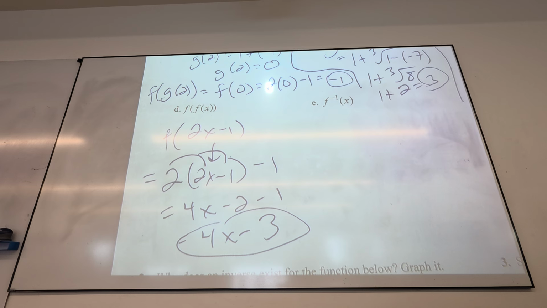Could there be a function that could always take an output of a square and bring it back to its exact input? No. What did I square to get 16? Negative 4 or 4? I don't know. Okay.